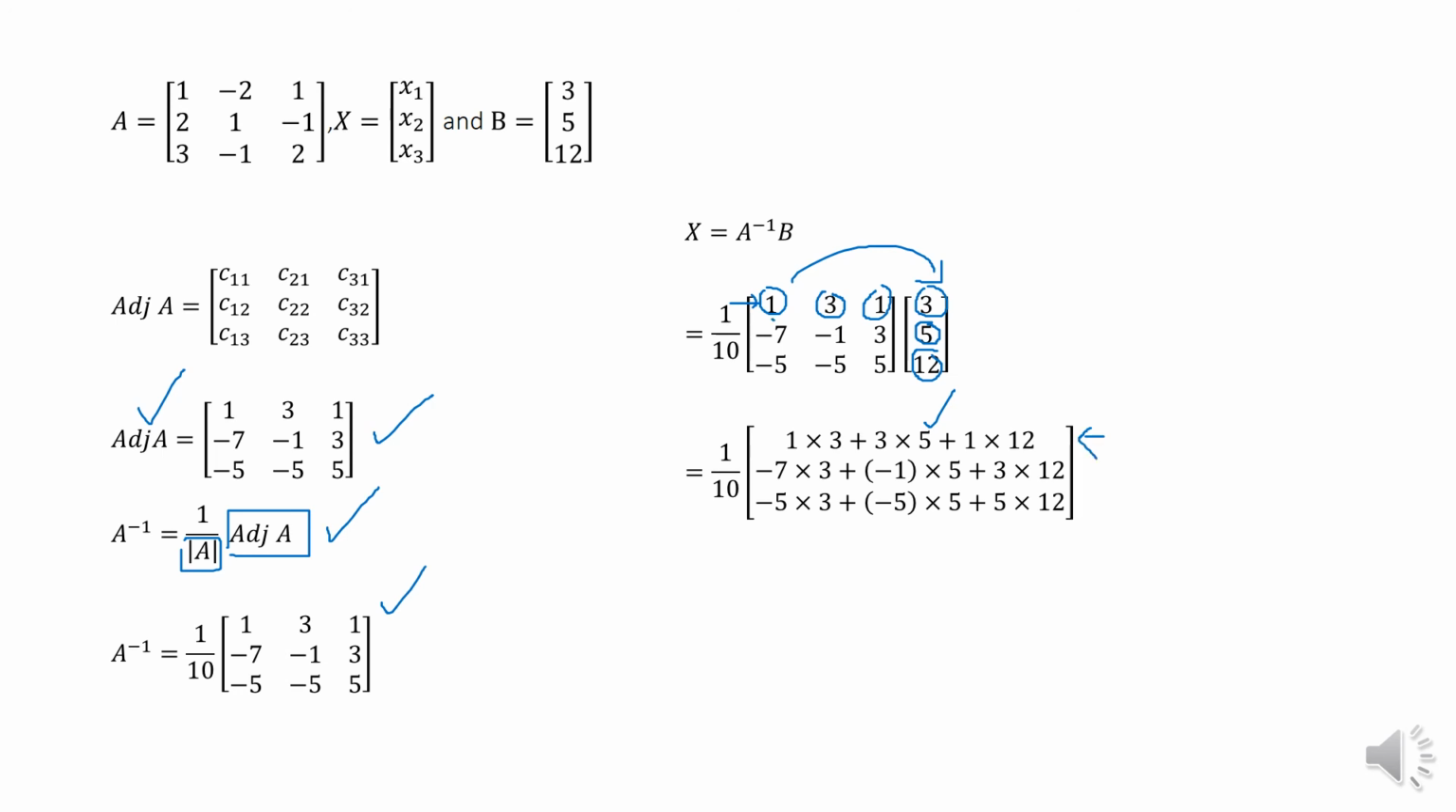Now the second row, -7 is multiplied with 3, -1 is multiplied with 5, and 3 is multiplied with 12. Then we'll move to the third one. So -5 and 5 will be multiplied with 3, 5, and 12, which comes this. After simplification, we get 3 from the first element, 1 from the second, and 2 from the third.